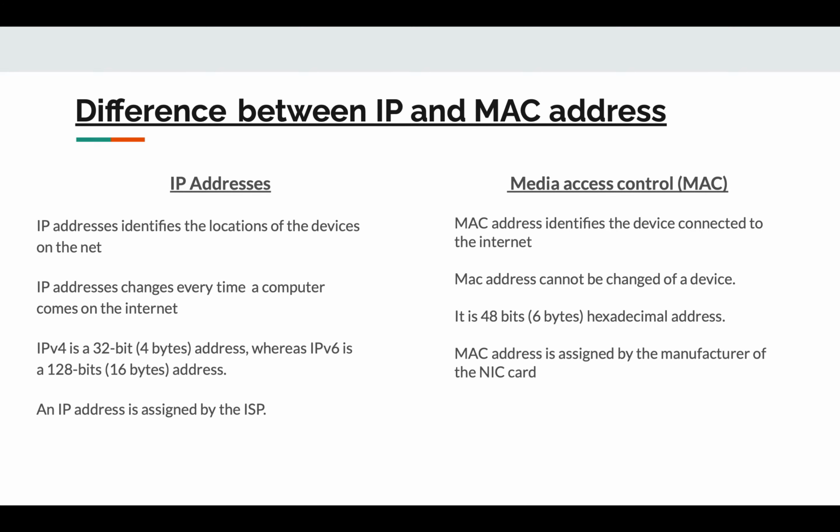Now, I'm going to tell you the difference between IP and MAC address. An IP address identifies the location of the device on the net, while a MAC address, or media access control address, identifies the device which is connected to the internet. An IP address changes every time a computer comes on the internet, and a MAC address cannot be changed manually. IPv4 is a 32-bit address, while IPv6 is a 128-bit address. A MAC address is a 48-bit hexadecimal address. An IP address is assigned by the ISP, while the MAC address is assigned by the manufacturer of the NIC card.